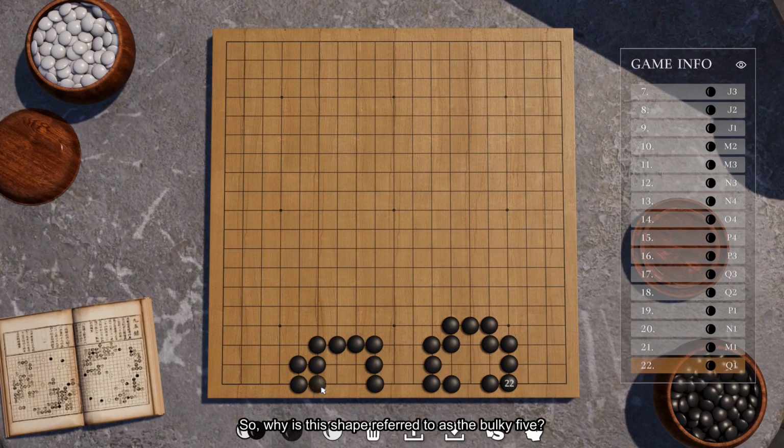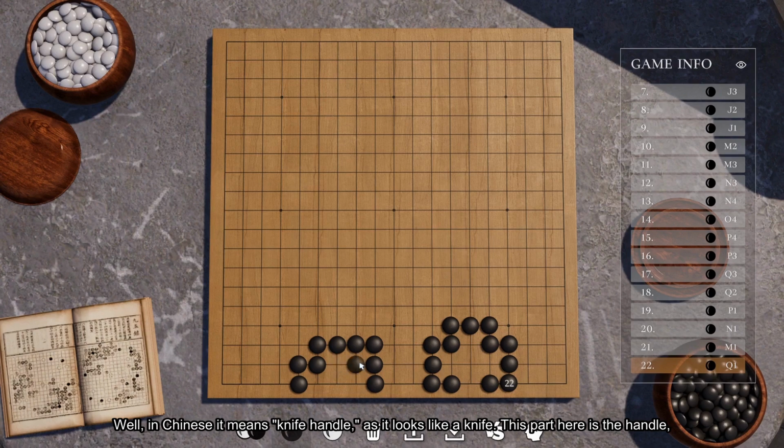So, why is this shape referred to as the bulky 5? Well, in Chinese, it means knife handle. As it looks like a knife, this part here is the handle, and this part right here is the blade. As for the crossed 5, its shape looks very much like the petals of a plum blossom. Therefore, these two shapes have highly representative names in life and death problems.